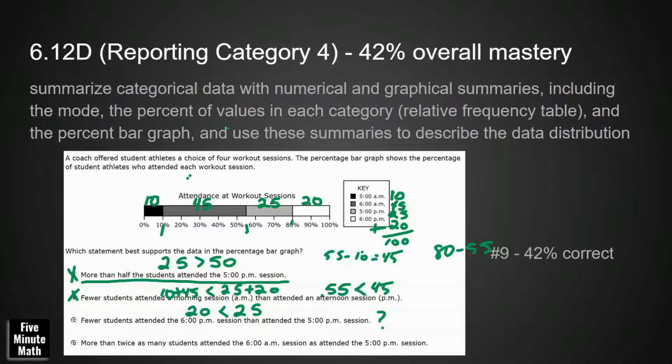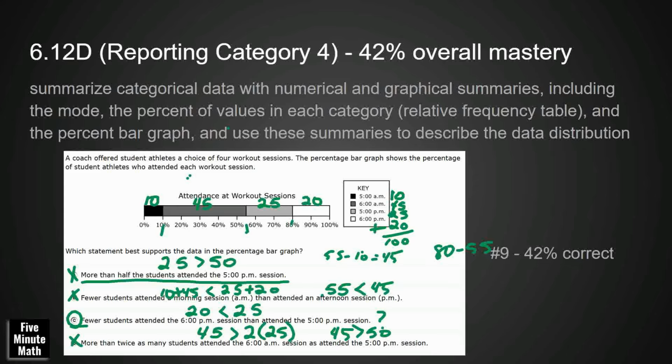Check D. More than twice as many students attended 6 a.m. as attended 5 p.m. Okay, so what's my 6 a.m.? My 6 a.m. is 45, and is that more than twice my 5 p.m.? And what is my 5 p.m.? I'm going to do 2 times. My 5 p.m. is 25. So 45 is greater than 2 times 25, which is 50. That does not work. All right, so my answer is C.